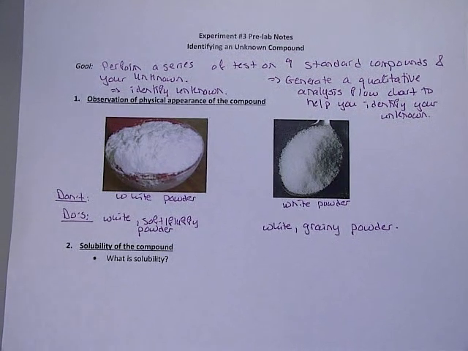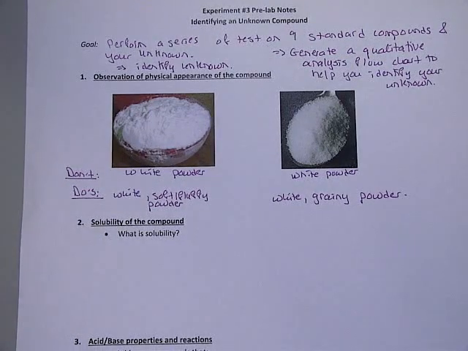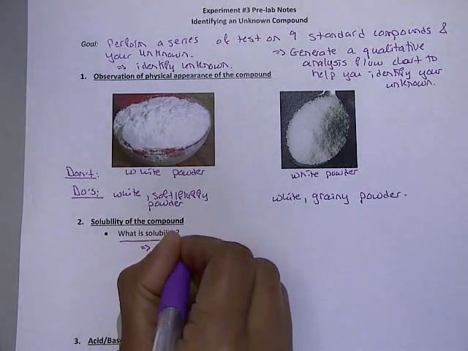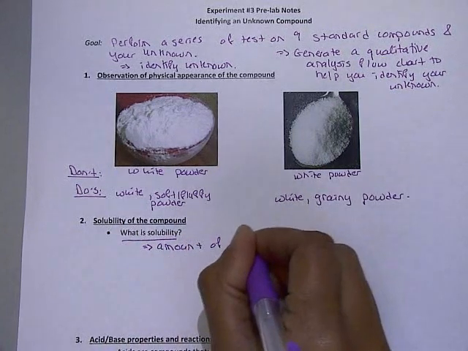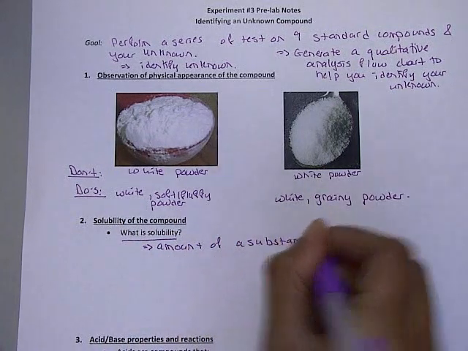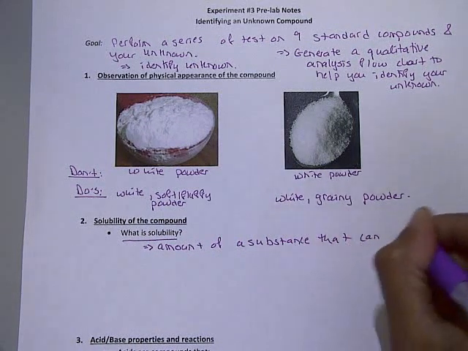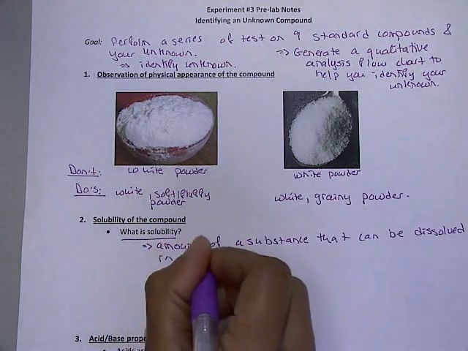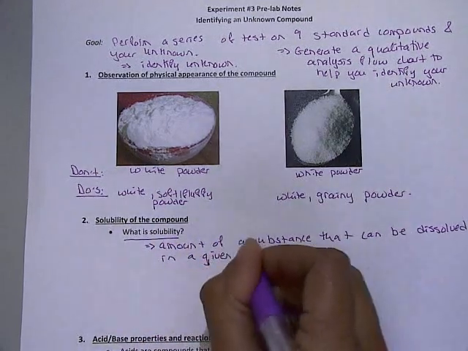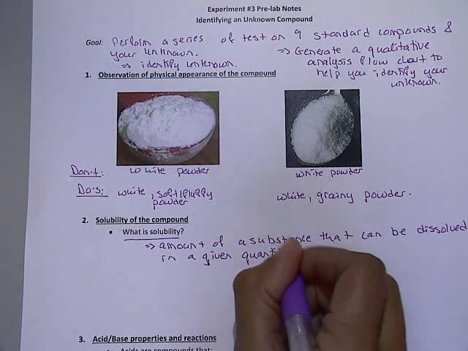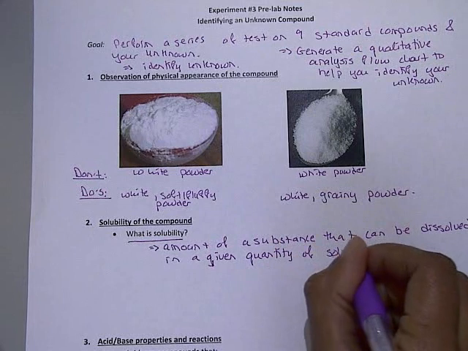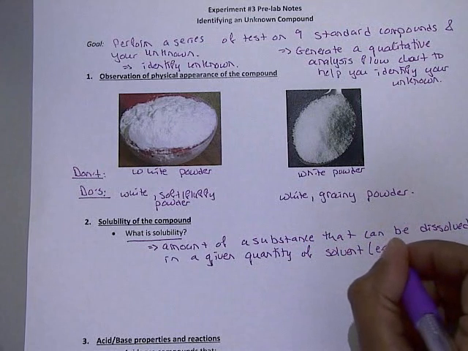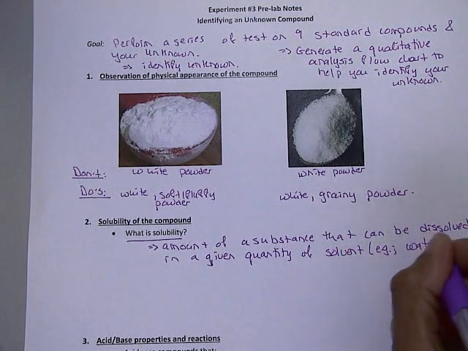The second part has to do with the solubility of the compound. Before we go in, let's actually talk about solubility itself. Solubility is the amount of a substance that can be dissolved in a given quantity of solvent. Early on we talked about solute and solvent. In this lab, your solvent is water, H2O.